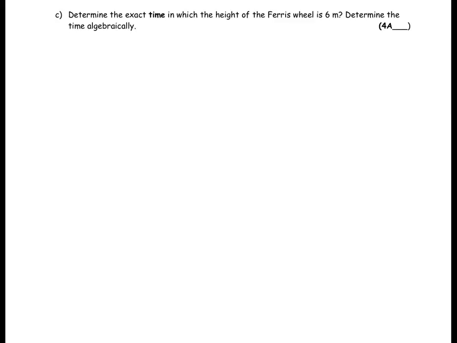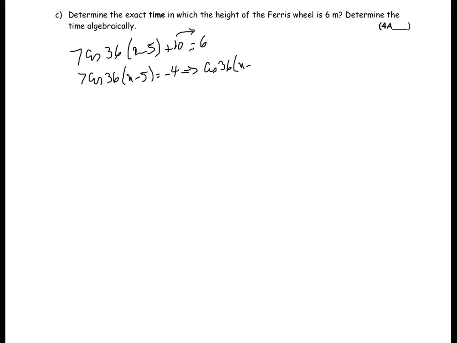The last part of the question says determine the exact time in which the height of the Ferris wheel is 6 meters. We found that the equation is 7 cos 36 times x minus 5 plus 10, and this one has to be equal to 6 meters. I'm going to move 10 to the right. I get 7 cos 36 times x minus 5 is equal to negative 4. So from here, cos of 36 times x minus 5 is negative 4 over 7.